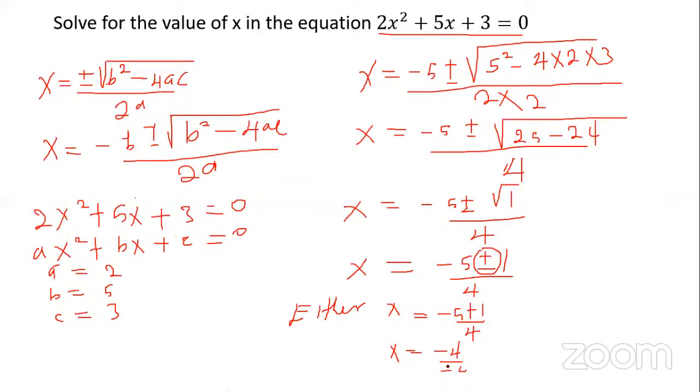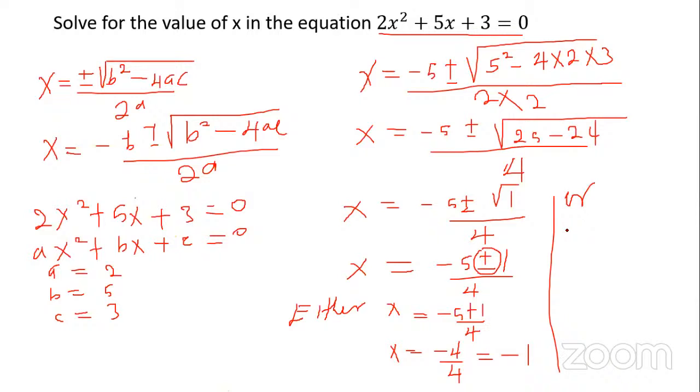So negative 4 divided by 4 is negative 1. Thank you. So our x is going to be negative 1.